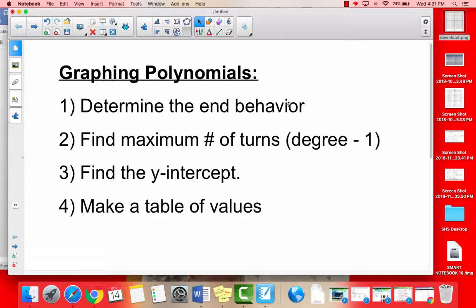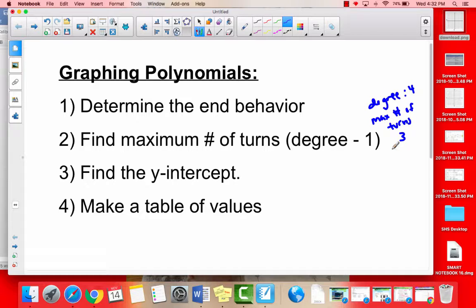And then once you've found the end behavior, you're going to figure out the maximum number of turns a graph will have. The easiest way to do that is take the degree of the polynomial and subtract 1. Make sure you write that rule down. For example, if your degree is 4 in a problem, then the max number of turns would be 3, because 4 minus 1 is 3.